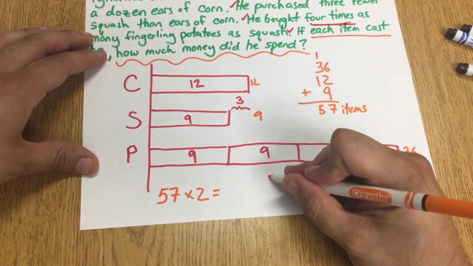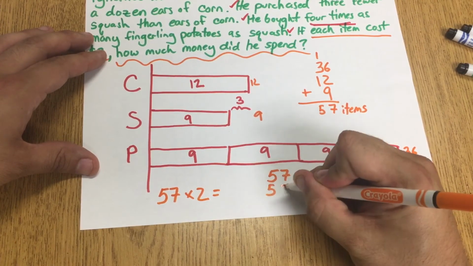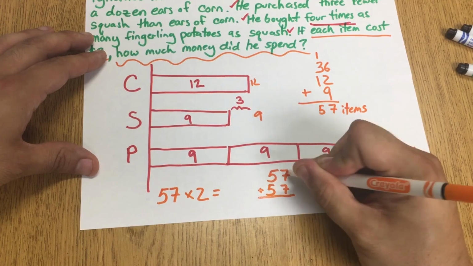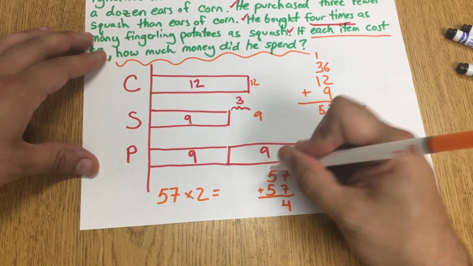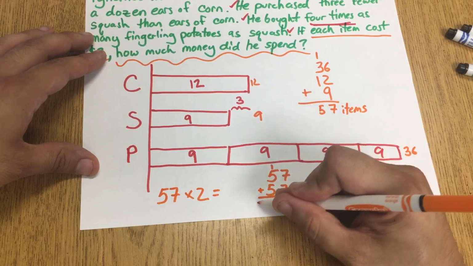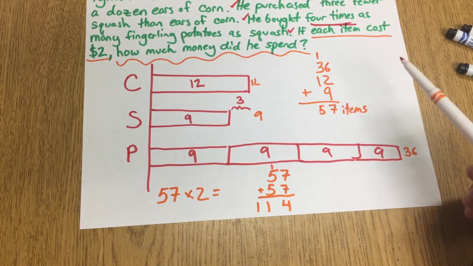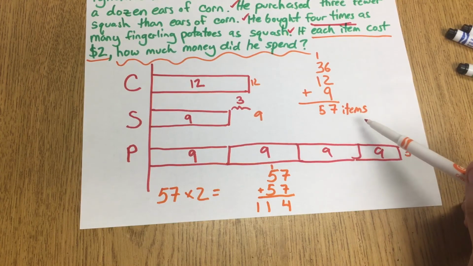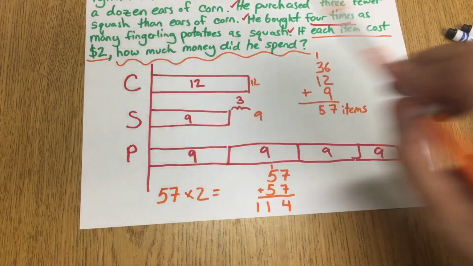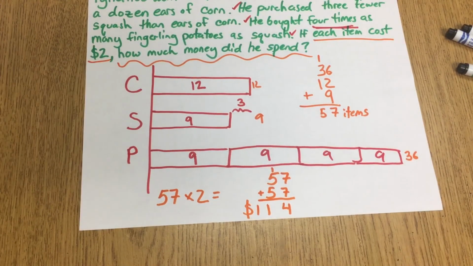If you don't, we know that multiplication is really just repeated addition. So I can do 57 plus 57. 7 and 7, that's 14. Regroup that 1 there. 5 plus 5 is 10, plus 1 is 11. That tells me it's 114. 114 what? Is it 114 items like before? No, it's how much money did he spend? $114. That's how much he spent. And you know what? I could totally spend that at a farmer's market.